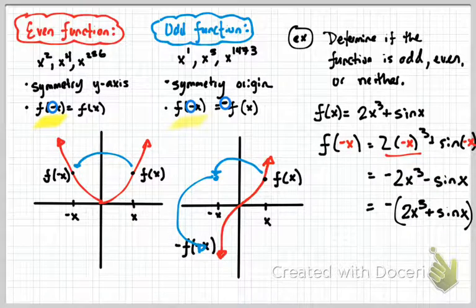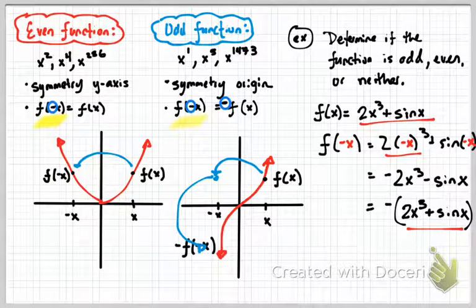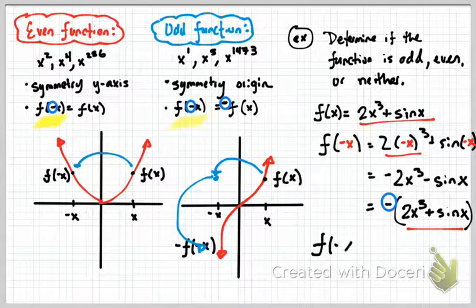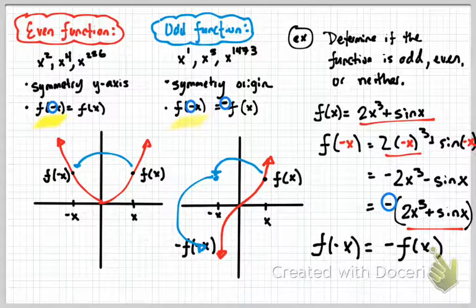Now, let's look at this. Let's compare. Look at this, and look at our original. Are these two the same? Yes. Okay. The only difference is what? There's a negative in front. So it's going to help if we actually write it in this form at the end so you can see it. F of negative x equals negative f of x. Talk with your team. Is this even or odd?